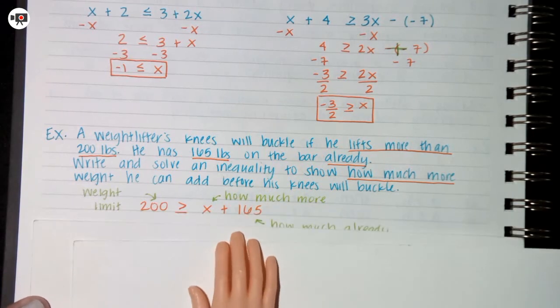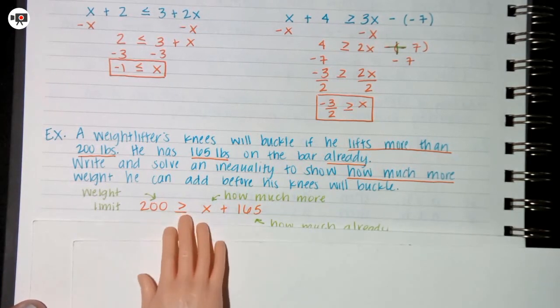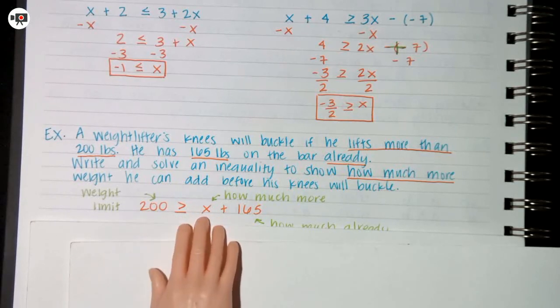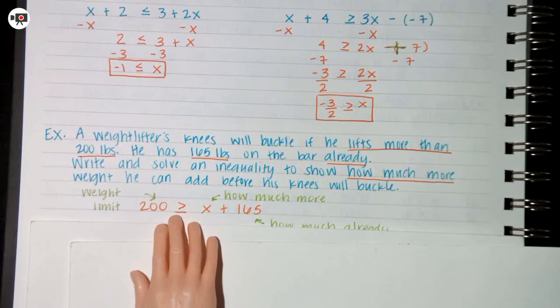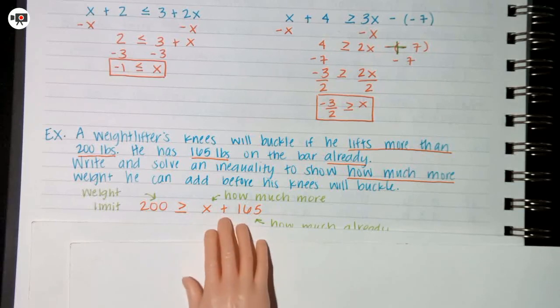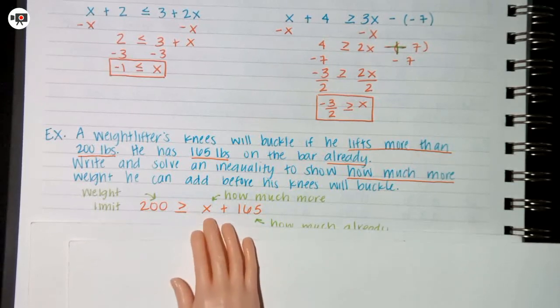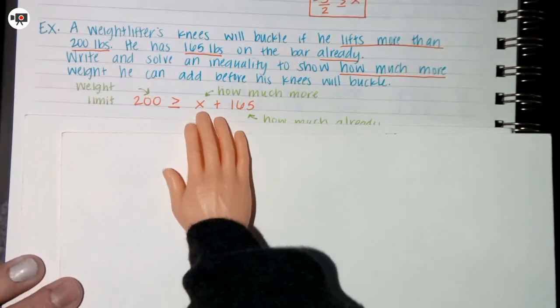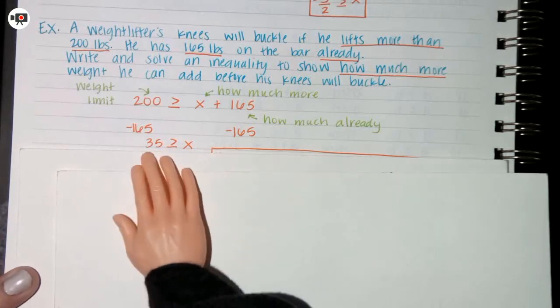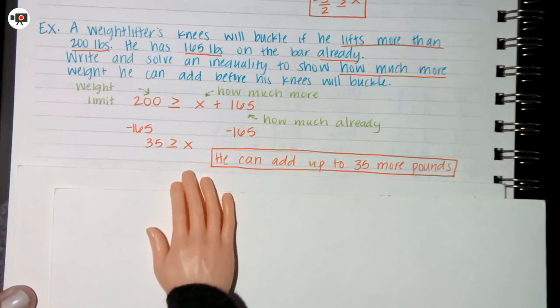So my inequality is going to be 200 is greater than or equal to, because 200 is the maximum, so whatever he lifts has to be smaller than that. He can lift 200 because it says his knees will buckle if he lifts more than that. So 200 is fine, so it can be or equal to. And then we have 165 already, plus x, how much more he can add on. So we're going to take this inequality and solve for x. We subtract 165 on each side, and 35 is greater than or equal to x. So our answer says he can add up to 35 more pounds.